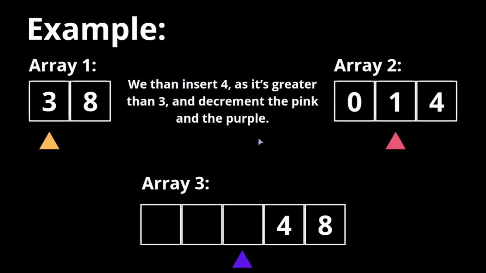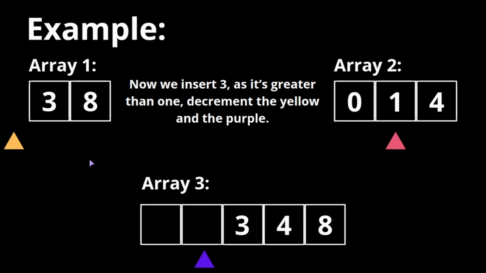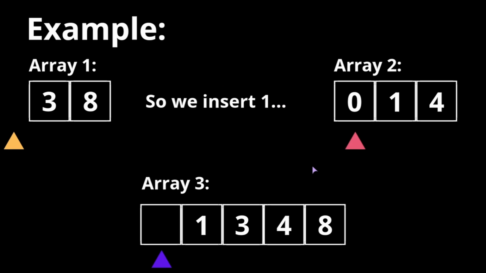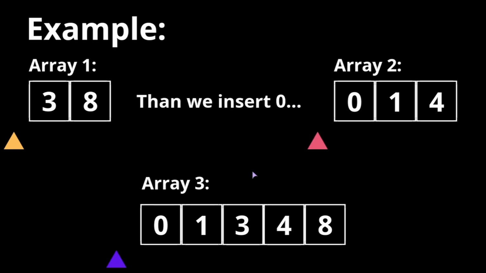And we keep doing that. So we ask again, is 3 greater than 1? Yes, so we're going to pick 3 and place 3 here at the purple pointer and decrement the yellow and the purple. And now that we have used all the elements of one of the arrays, the only thing that is left to do is to copy the elements from the remaining array into the remaining spaces of the third array. And the only thing we have to do is copy 1 and then copy 0, and we're done. So we have used all the elements from both arrays, and our resulting array is sorted.